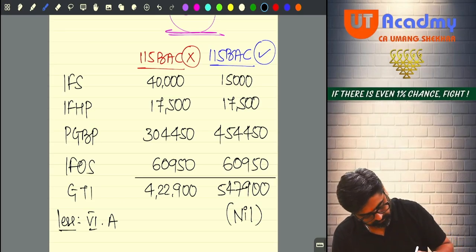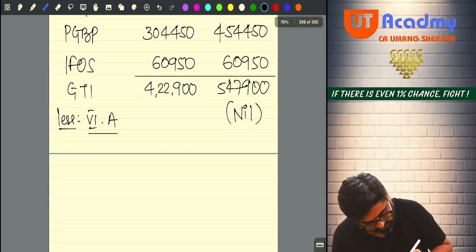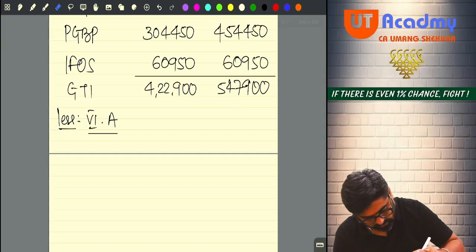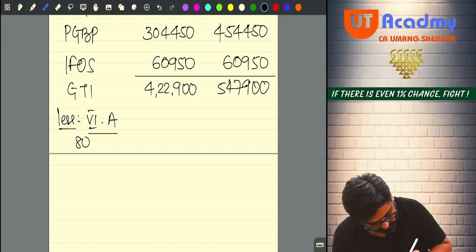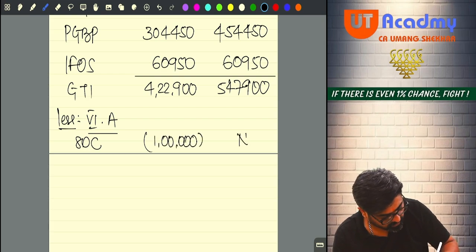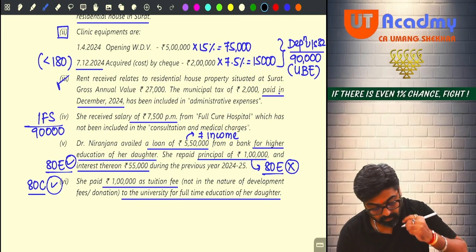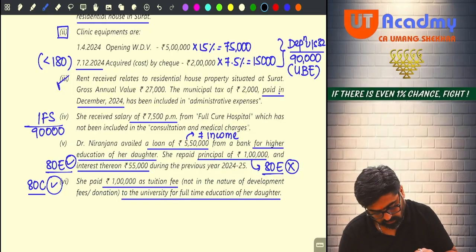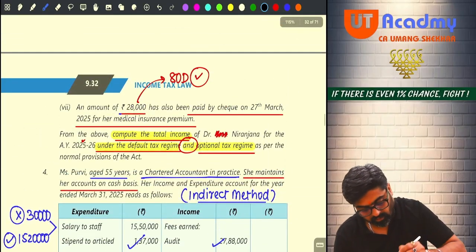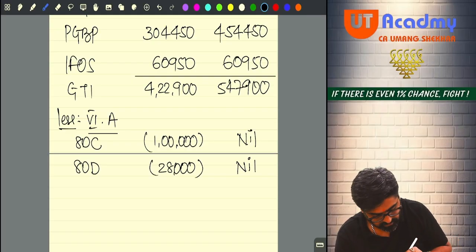So can I say under Chapter 6A, deduction under section 80C, 1 lakh or 1 lakh 50, whichever is lower, 1 lakh. Here you are not going to get that deduction. 80D, how much is 80D? Come on, please check. 80D is 28,000. So here you are going to get 28,000 or 50,000, whichever is lower, 28,000. Here you are not going to get that deduction.